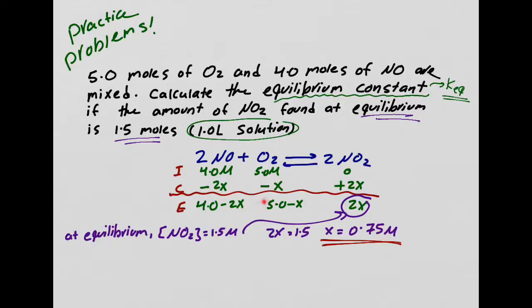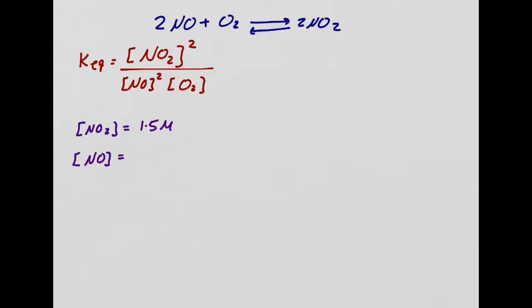So here are the formulas for at equilibrium. We know X is 0.75. All I have to do is plug in 0.75 for X to figure out the concentration of NO at equilibrium. Alright, so if we haven't lost anyone, that would be 4.0 minus 2 times 0.75, and I get 2.5 molar.